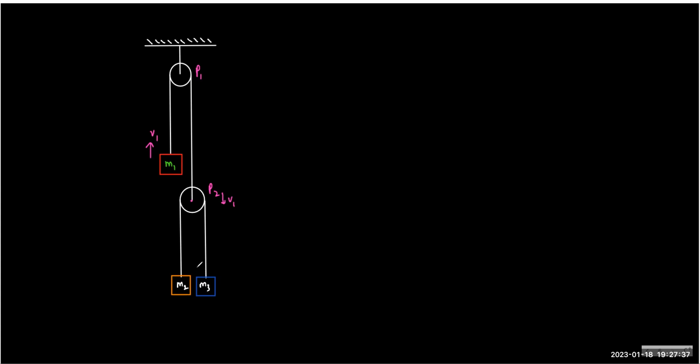Yes. But if you look at P2 carefully, the right and the left, both are movable. They are not fixed. None of them are fixed. So in that case, I have to make some assumption. I have to take, let's say, M2 goes down with V2 and M3 goes up with V3. I can choose whatever I want.